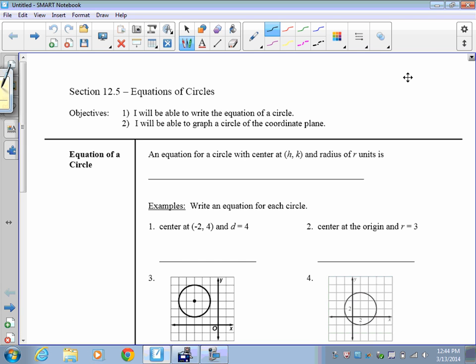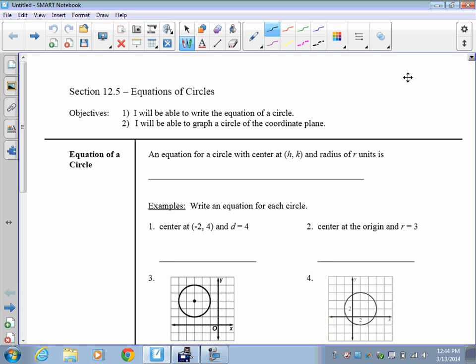We're going to continue our unit on circles. This time we're going to be talking about the equations of circles. This is pretty important because the SOL has some things where you need to manipulate them, move some things around and graph them, and equations of circles almost always comes up on it.